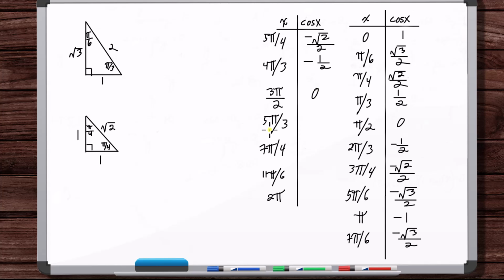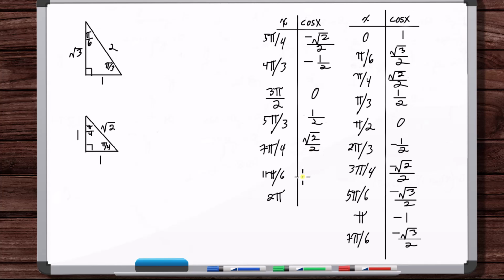Okay, here's the fourth quadrant angle, 60-degree reference angle. Cosine in the fourth quadrant is positive, right? The x-coordinate is positive. So 60-degree reference angle, that's going to be positive 1/2. 45-degree reference angle, root 2 over 2.